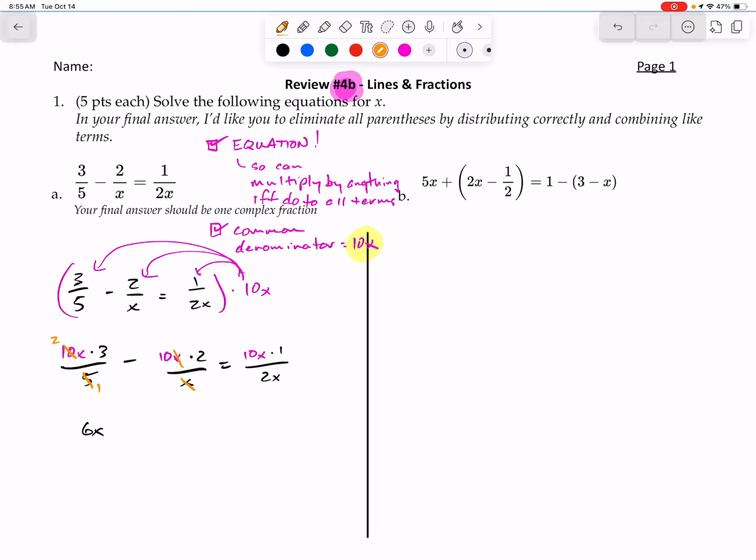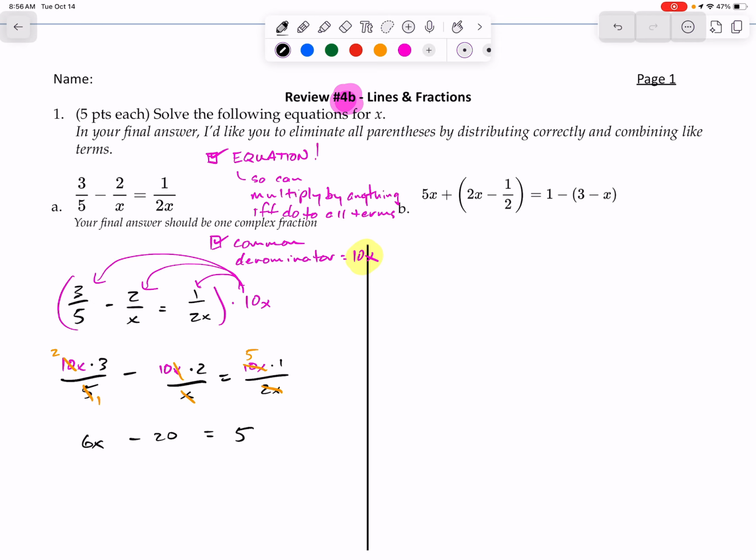The x's here divide out, so I'm left with just minus 20 equals, and then here the 2x goes into 2x once, goes into 10x 5 times. So that's just 5. So 6x equals, I should write down my steps, plus 20, plus 20. 6x equals 25. And then dividing by 6, I get x equals 25 over 6.